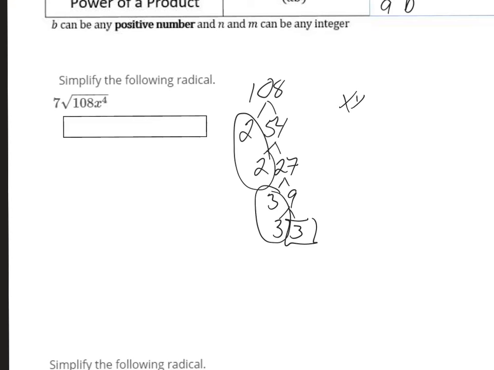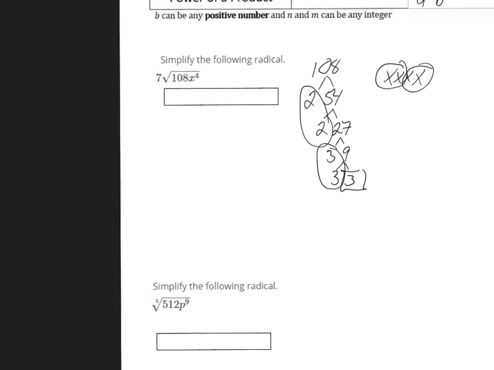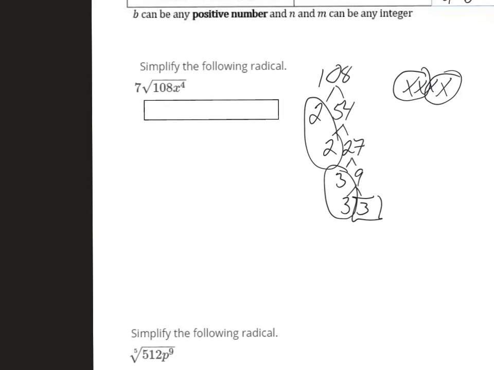I have 1, 2, 3, 4 x's, and then I want everything to be to the second. So I have a pair and a pair. So that tells me I'm going to put everything in the circles on the outside. So I have this 7 to begin with. So 7 times 2 times 3, x to the, how many circles do I have? 2. So x squared radical 3.